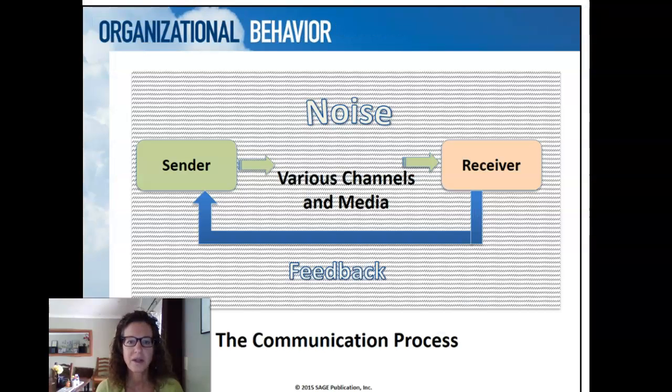At a very simple level, the communication process involves the sender encoding the message, selecting a communication channel through which he or she sends the message to the receiver, who decodes the message and then sends some form of response to the sender so that the sender knows that the message has been received.